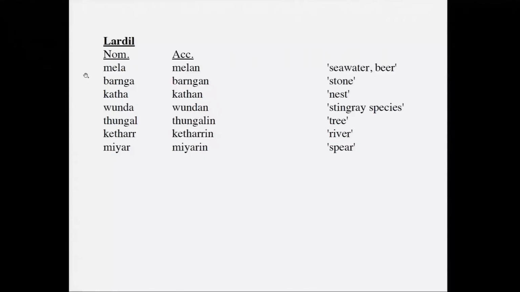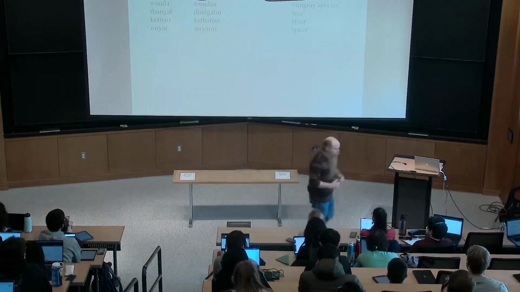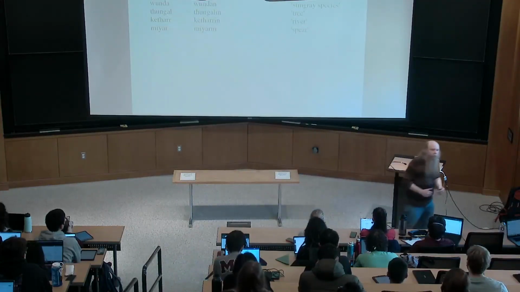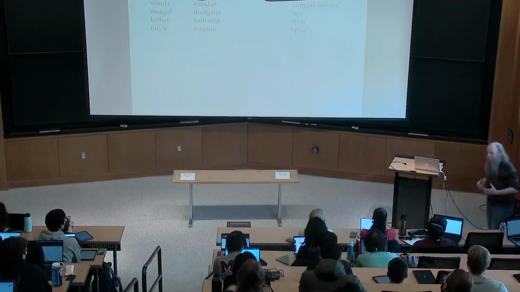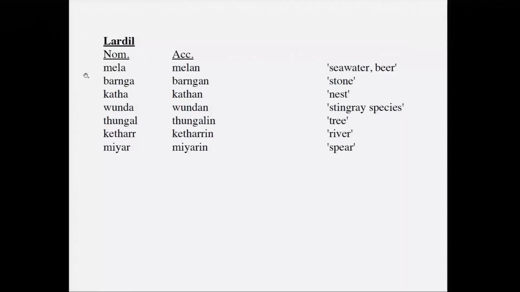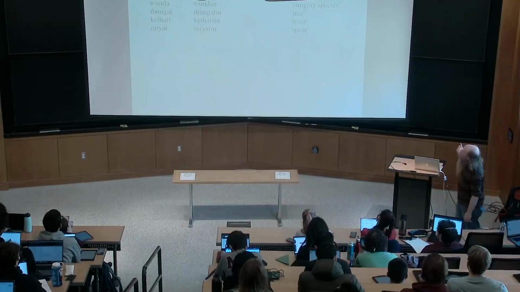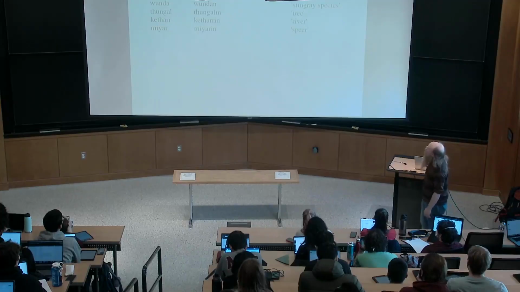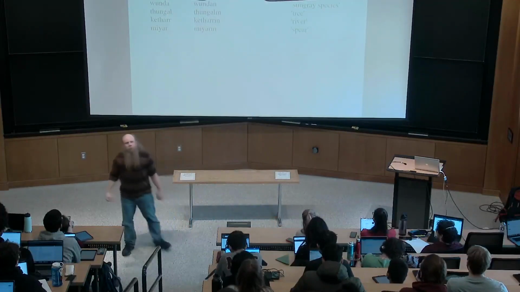English does not have so much of this except on our pronouns. If you study lots of other languages, if you try to learn Russian or Japanese or Latin or many other languages, you've had to learn about case. So Lardil has case. Here are a bunch of nouns in their nominative and accusative forms. So you've got mela, which means seawater. It also means beer, I guess on the theory that they're both foamy things that make you sick if you drink too much of it. Mela, barna, gala, unda, tongar, gedar, and miar. Those are the Lardil nouns in their nominative forms. And then you've got their accusative forms there, which I won't read to you.